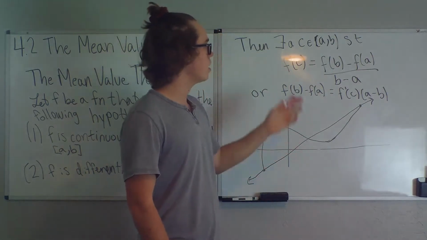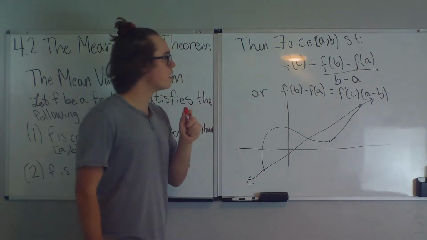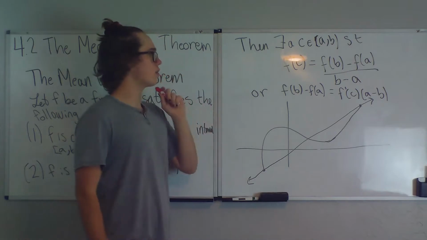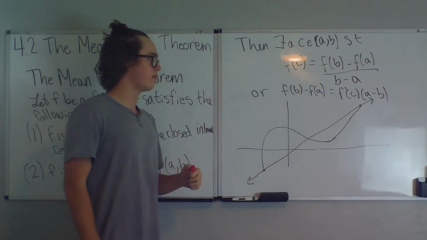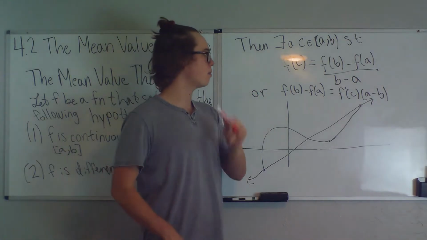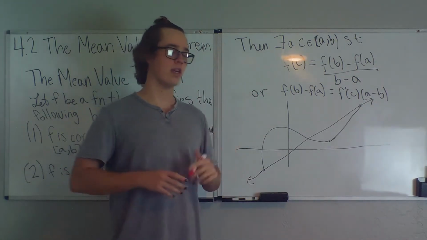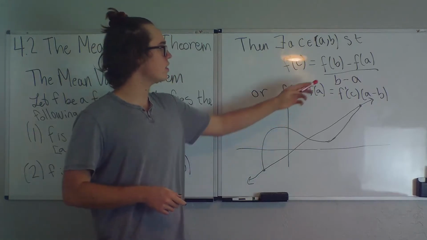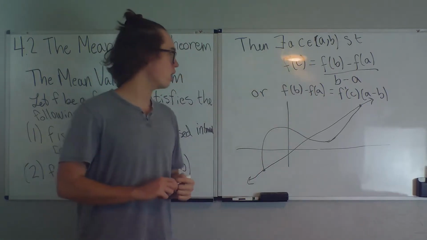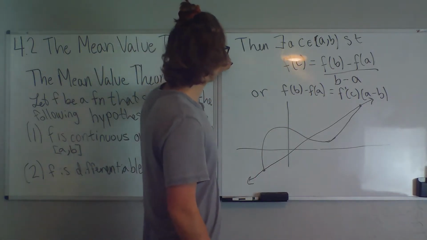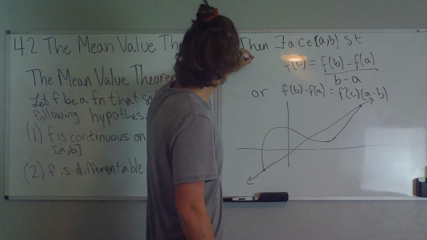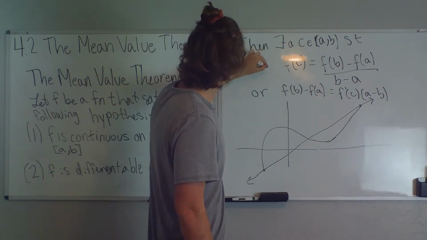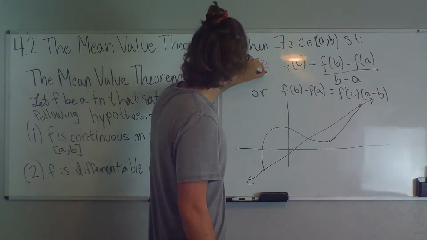f prime of c is equal to f(b) minus f(a) all over b minus a, or you could write it in the form f(b) minus f(a) is equal to f prime of c times (b minus a). And you see this formula, and you're probably like, hey, I know that formula. We know that m, our slope, is equal to y1 minus y2 over x1 minus x2.